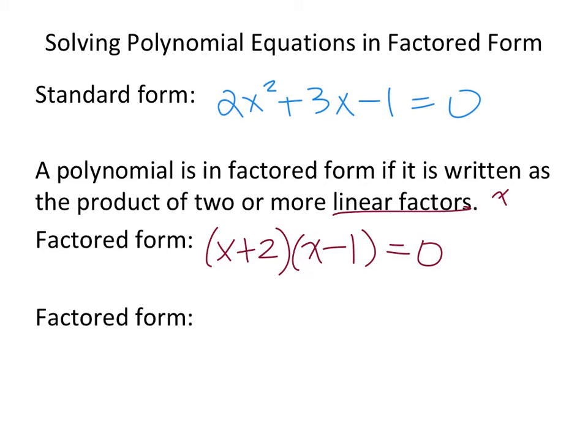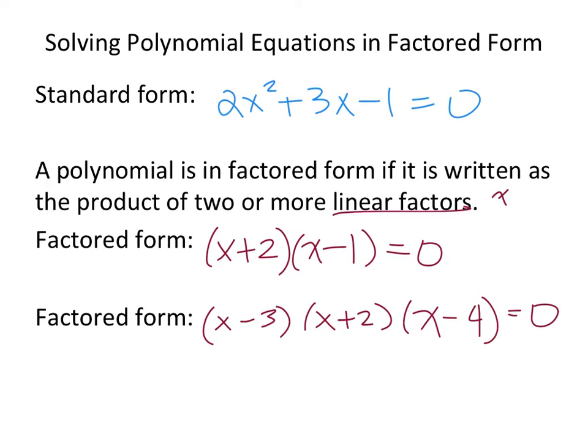Another example would be x minus 3 times x plus 2 times x minus 4 is equal to 0. In this one we have three factors. It's still considered factored form. Notice that there are no exponents on my x's. When you're given a polynomial in this way, it's actually so easy to solve, and we'll go over a few examples in the coming slides.